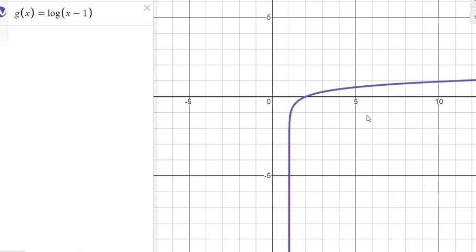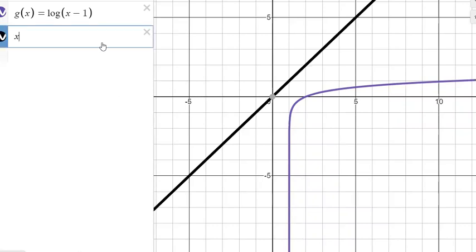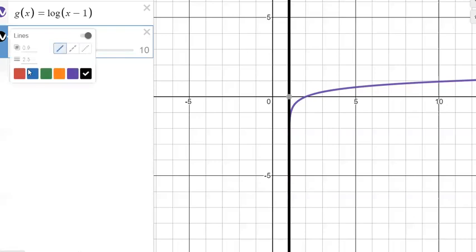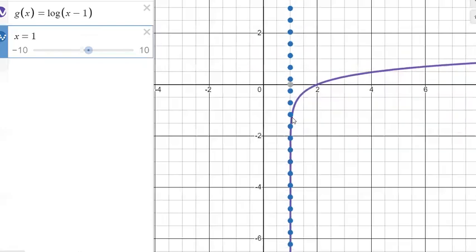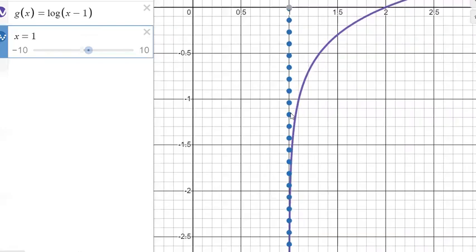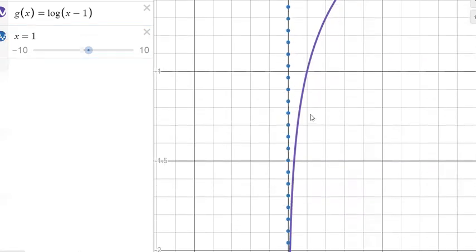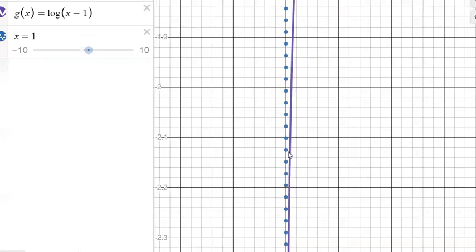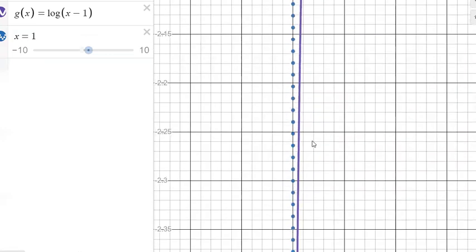What is that vertical asymptote? X equals what? 1. So it never hits 1. It gets infinitely close to it, but it never crosses it. So I'm going to type in x equals 1, and I'm going to make it a blue dotted line. So check it out. I'm going to zoom in on it. Notice how the purple function never crosses this dotted line right here. It gets very close to it, I'll admit, but it never crosses it, ever.